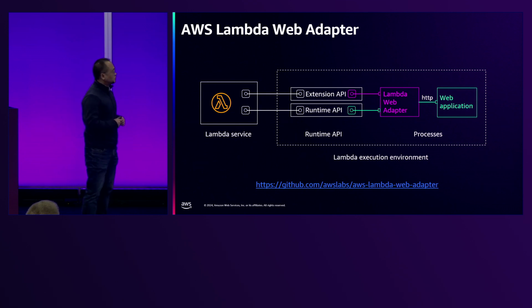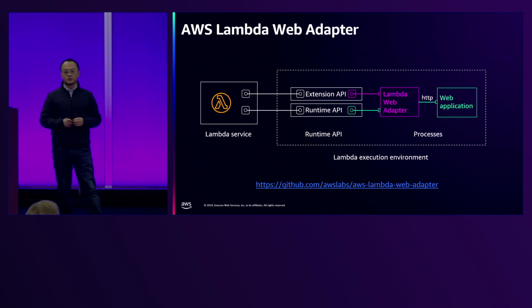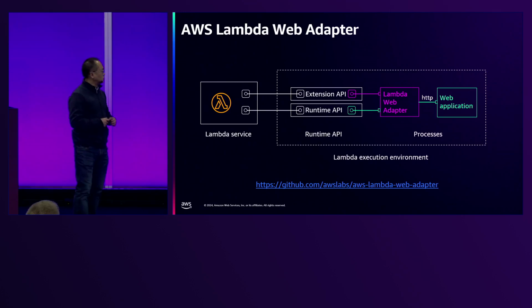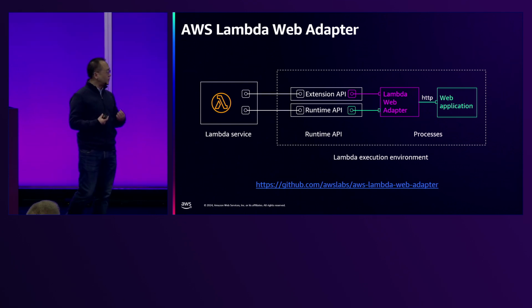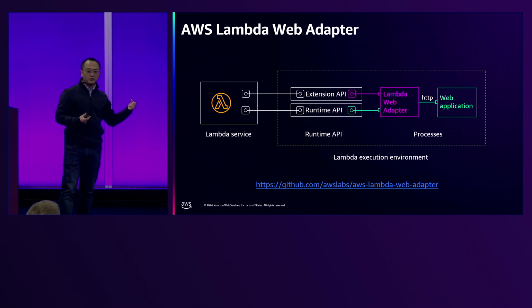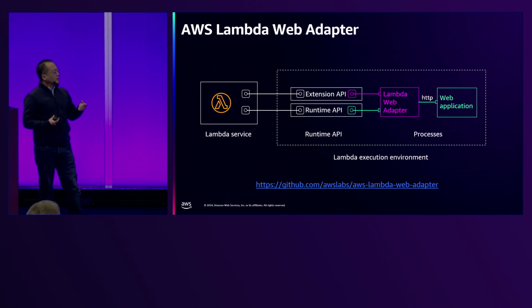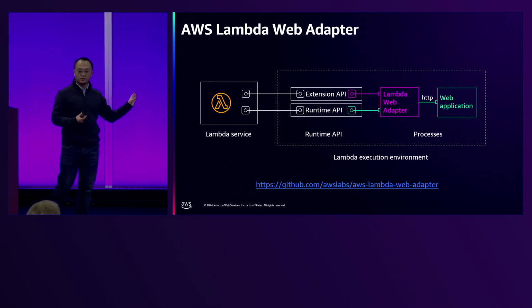So at a high level, this is how Web Adapter works. On the left side is Lambda's service endpoint. On the right is one of the Lambda execution environments. Inside the execution environment, Lambda provides runtime APIs. Web Adapter is an extension. It sits between Lambda's runtime API and your web application.